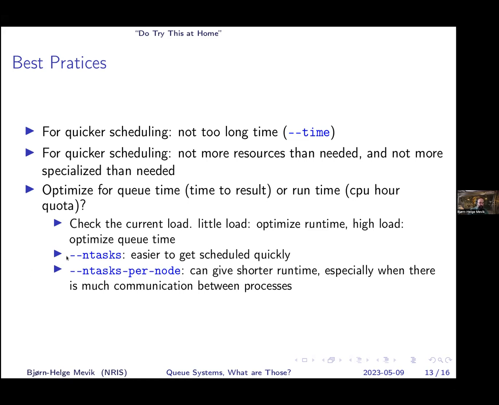And as I said before, using ntasks makes it easy to get scheduled quickly, and so that's optimizing for queue time, whereas ntasks-per-node can give shorter runtime, depending on the job, and that would then be CPU hour runtime optimization.